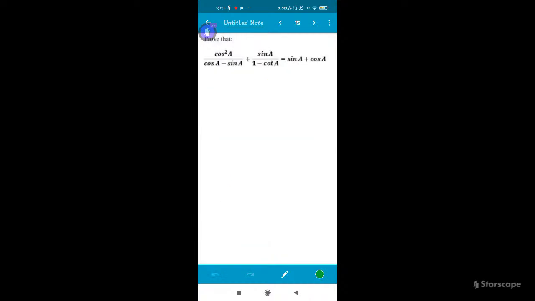This is our next question. We have to prove that cos square A by cos A minus sine A plus sine A by 1 minus cot A is equal to sine A plus cos A. So let's see how we do it. Let's begin with LHS because the LHS looks a little complicated.